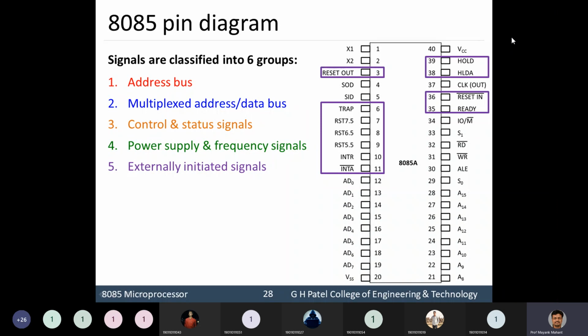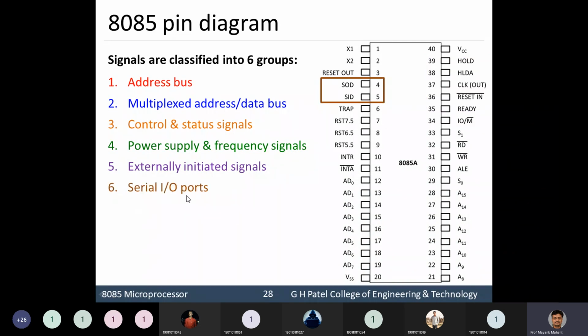So if any other master requires the address or data bus, it would be providing a HOLD signal to this 8085, and once the 8085 gets the HOLD signal, it will come to know that yes, I need to release my data and address buses for this particular service, and it will acknowledge the device which is giving a HOLD signal to 8085 by the HLDA signal, and it will release the address and the data bus after the current execution of the instruction is completed.